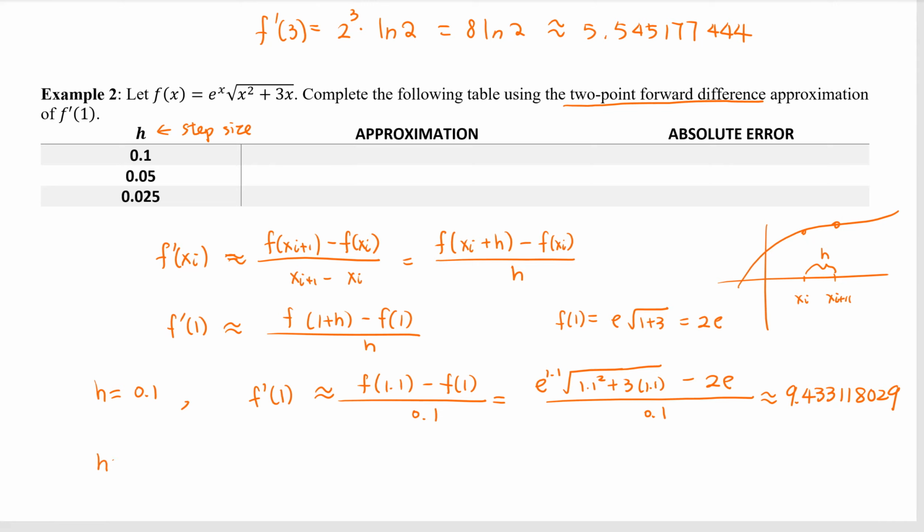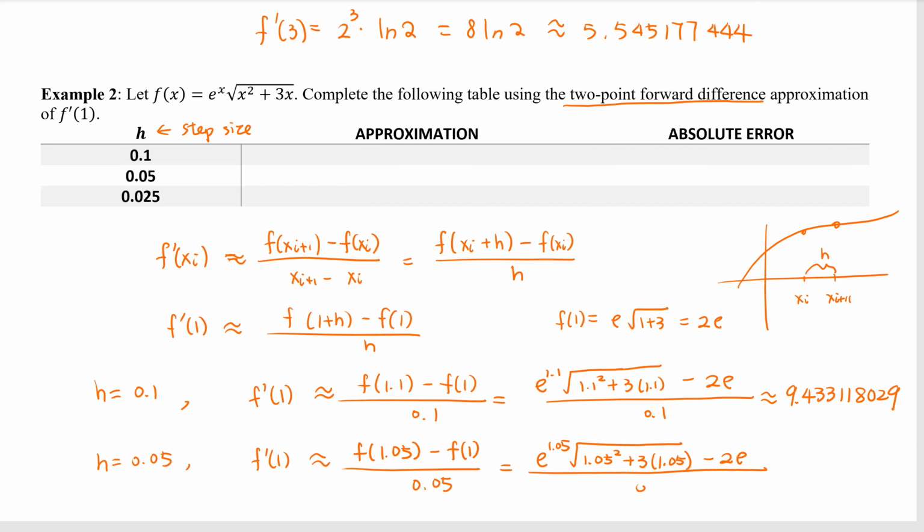Okay, what if we change the step size to 0.05? Well, f prime of 1 is approximated by f of 1.05 minus f of 1 over the step size, which is 0.05. And what do you change? You replace 1.1 by 1.05. So 1.05 squared plus 3 times 1.05, minus 2e, over 0.05. So far so good, everybody?